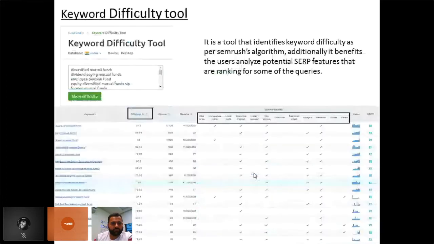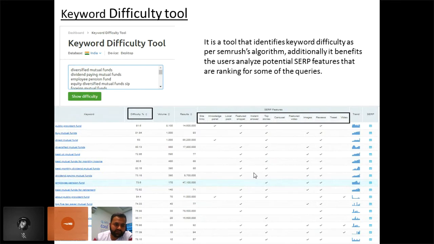Coming to the next portfolio, this is the Keyword Difficulty tool. The Keyword Difficulty tool is by far one of the best tools that can help you identify a lot of potential when it comes to SERP metrics. When I say SERP metrics, in my mind it's SERP features. In this, I've added the top 20 keywords where ClearTax is not ranking. I want to analyze what the difficulty level is for all of these keywords.